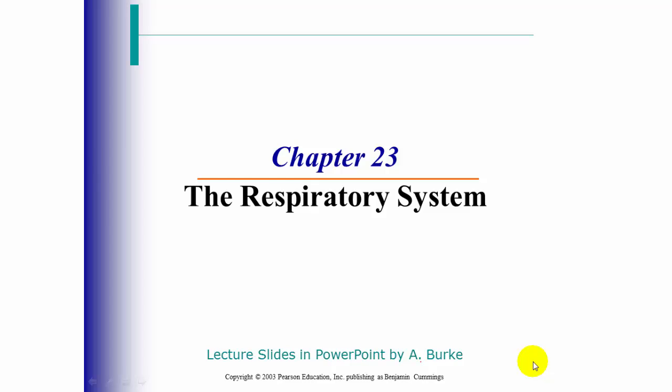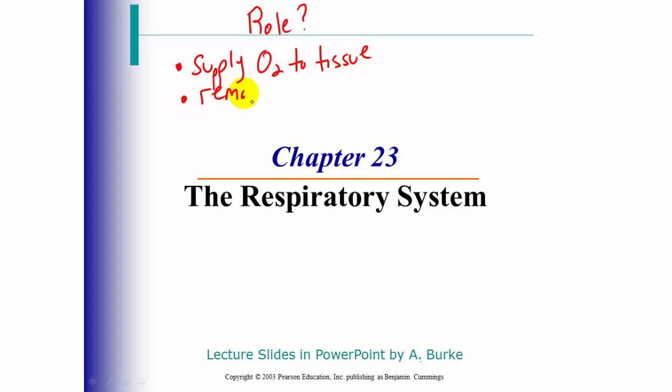In this chapter, we're going to talk about the anatomy of the respiratory system. So what is the role of the respiratory system? Well, as you probably already know, it supplies oxygen to the tissues. Another role is it removes CO2 from the body. It's also responsible for our sense of smell. And lastly, our ability to speak.